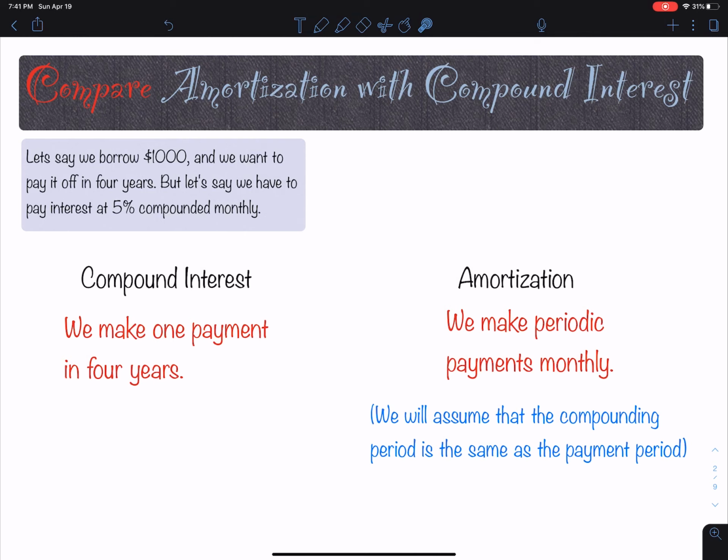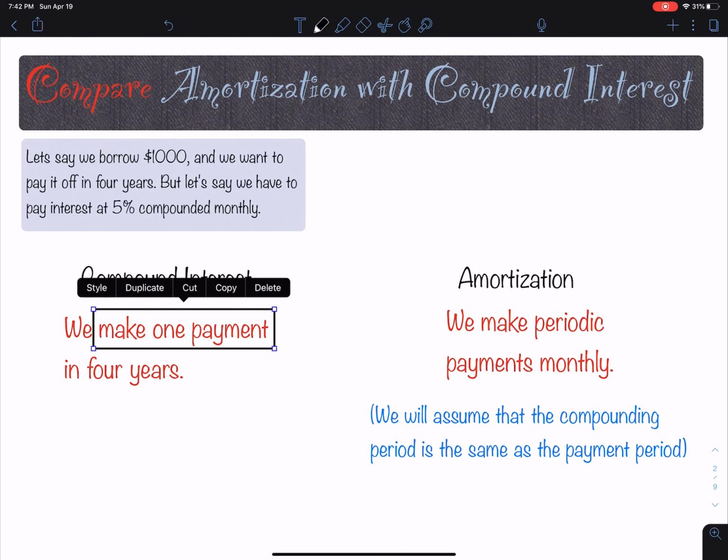Well, what's the difference between compound interest and amortization? They both have to do with borrowing. In compound interest, we make one payment in 4 years, right? We're borrowing $1,000 for 4 years. So compound interest would be you pay the interest and the $1,000 in 4 years, whatever that amounts to. Just remember, you make one payment with compound interest. One single payment at the end of 4 years.